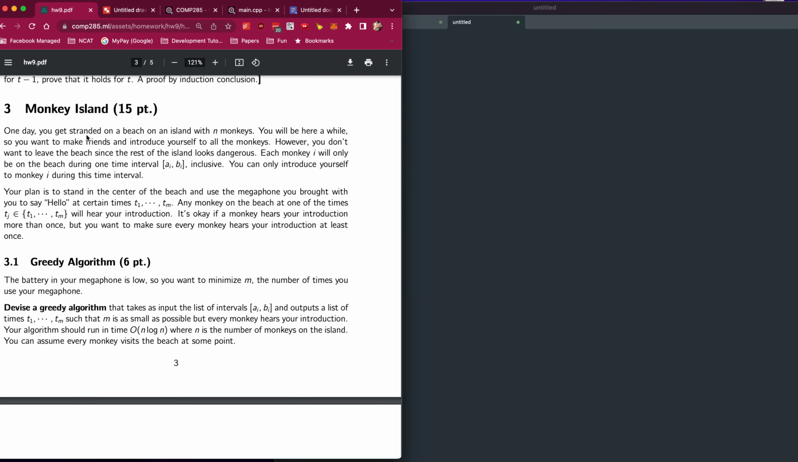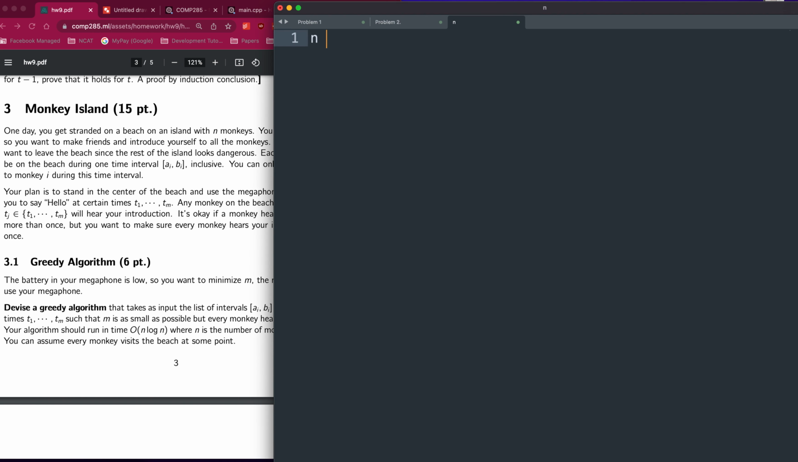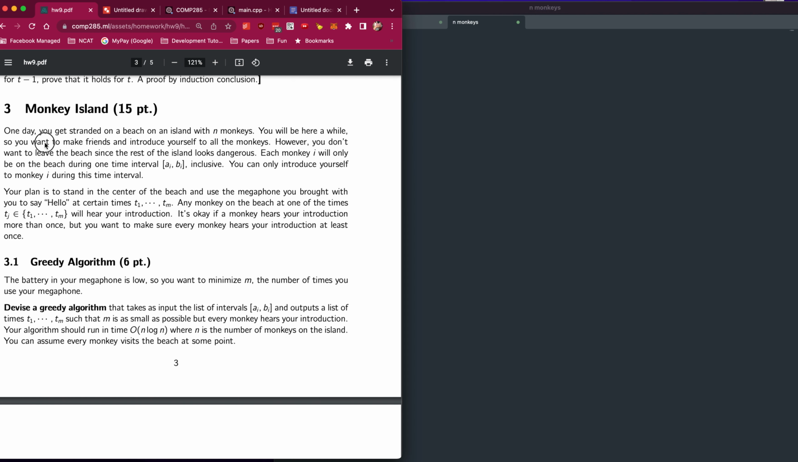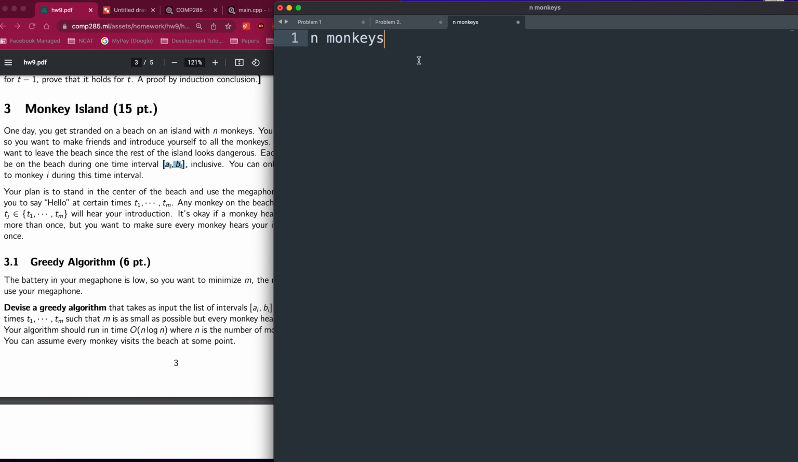This is Monkey Island. So the way this works is one day you're stranded at a beach island with n monkeys. You'll be there a while, but you want to make friends with all the monkeys. However, you don't want to leave the beach since the rest of the island looks dangerous. So each monkey i will only be on the beach during a_i to b_i. So for example, from 1 p.m. to 3 p.m., monkey i will be on the beach, okay?